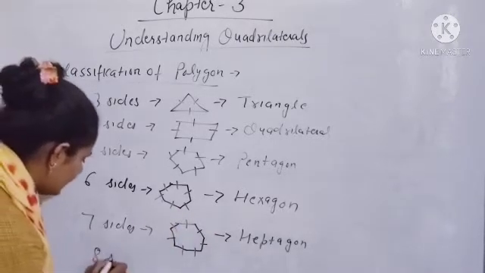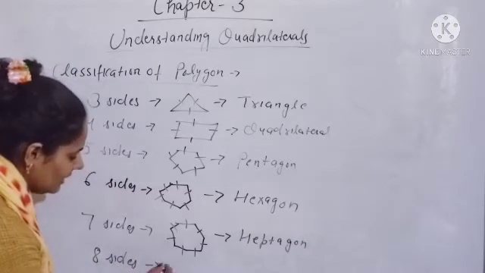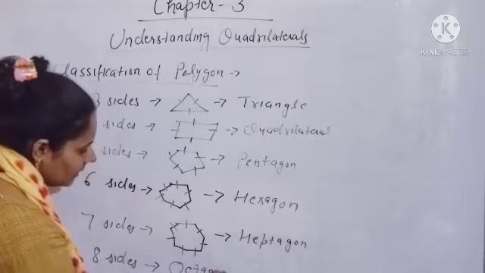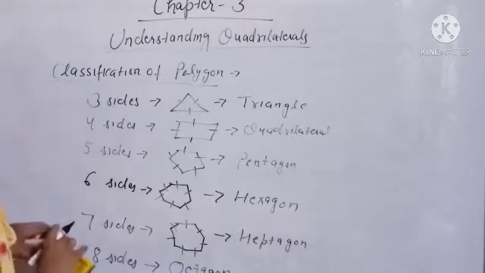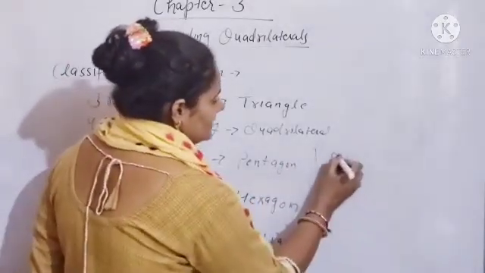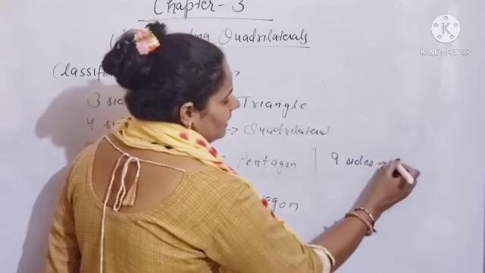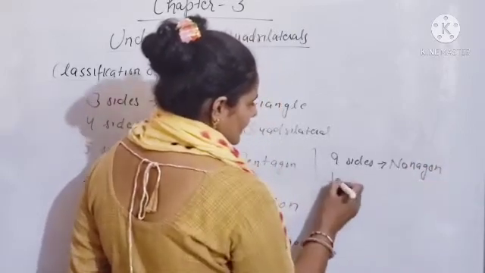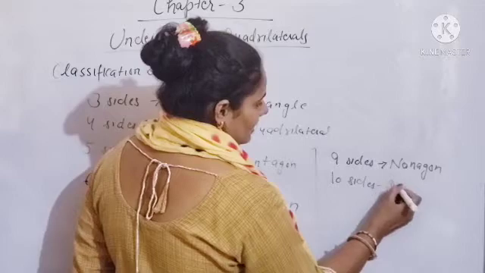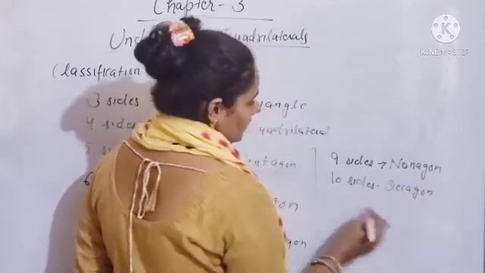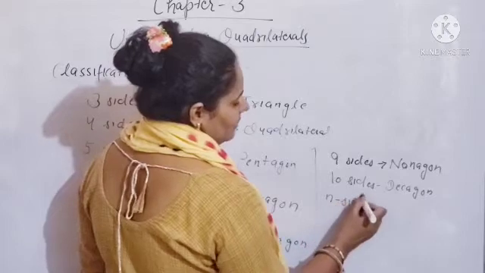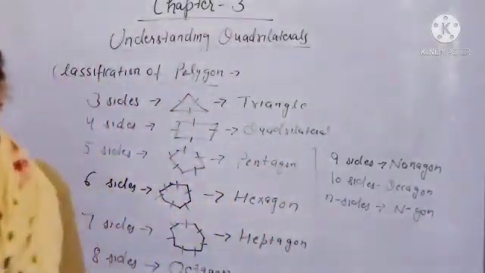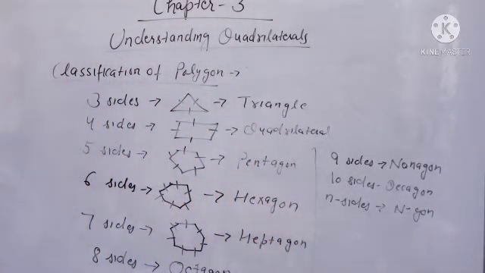After that, 8 sides are given, so you will say octagon. You can make it like that also. After that, 9 sides are given, so you will say nonagon. 10 sides, decagon. For example, like that, if the number of sides is n, you will say n-gon. Clear? So like that you can classify the polygons.